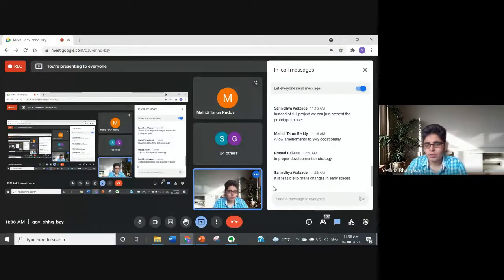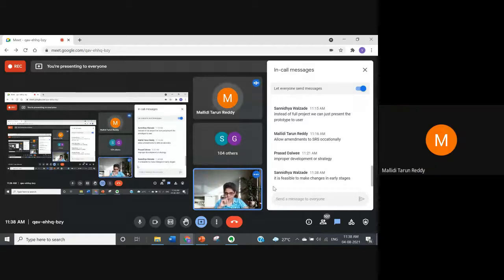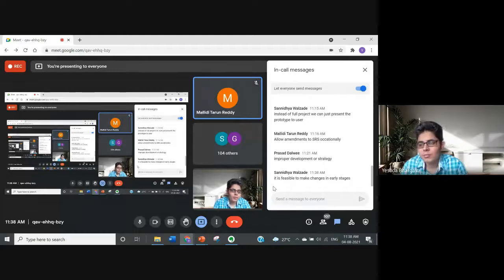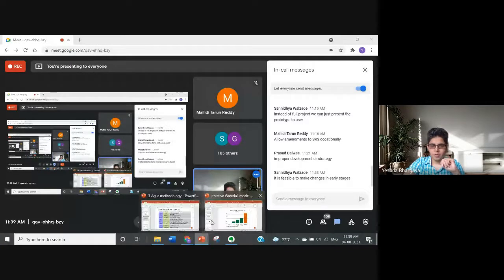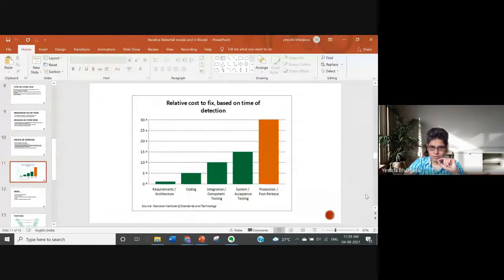So Sunny, this is your deduction: it is easy to fix an error if we find it early. That is your deduction, that is what you're interpreting from the plot. But from the plot, what is the observation? We first talk about the observation from the plot, and then we extrapolate it to our interpretations or the conclusions that we are able to make.